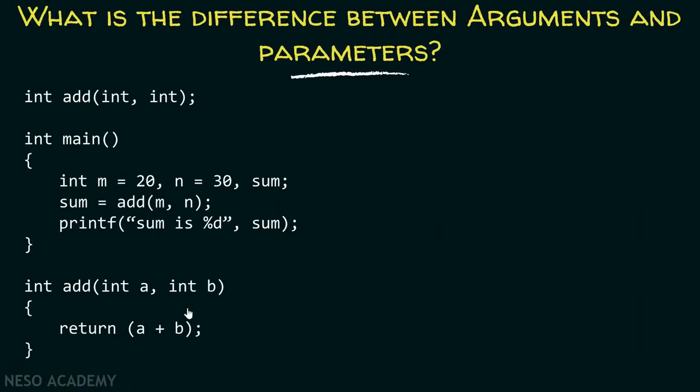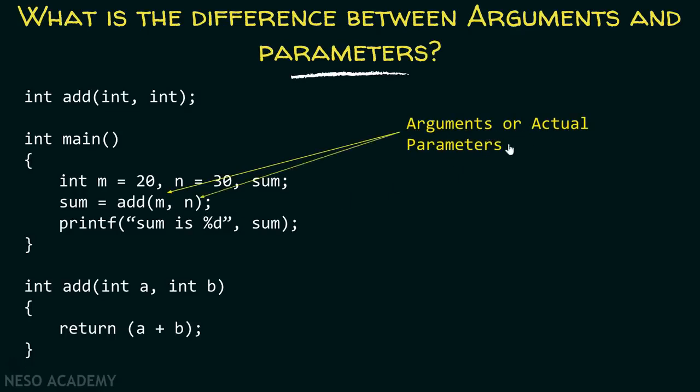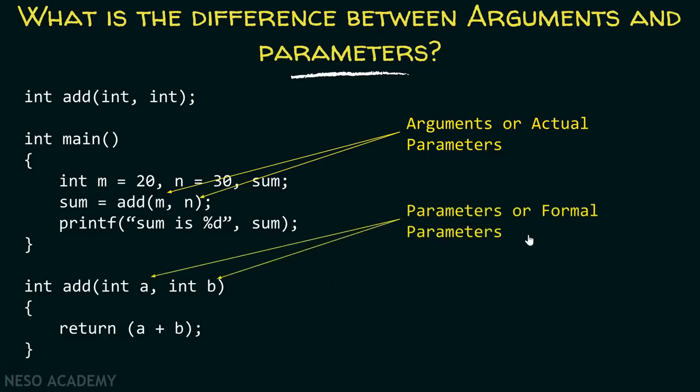Here is the example which we have already seen. These two variables are called your arguments or actual parameters. And these two variables are called parameters or formal parameters. So basically these are the formal parameters and these are the actual parameters. When we are calling the function, the variables available in the calling function are called arguments. And the variables in the definition or the declaration of the function are called the parameters.